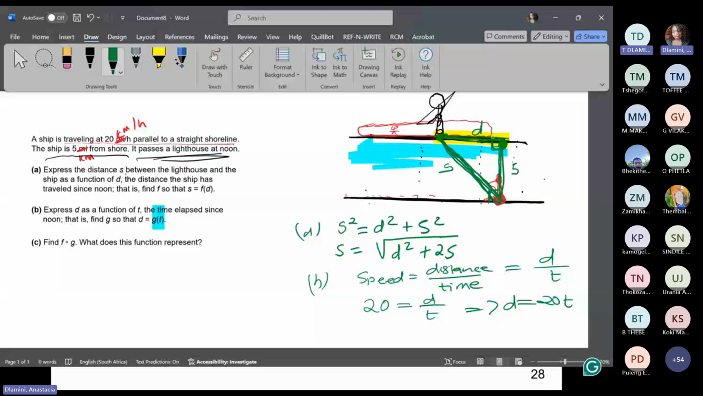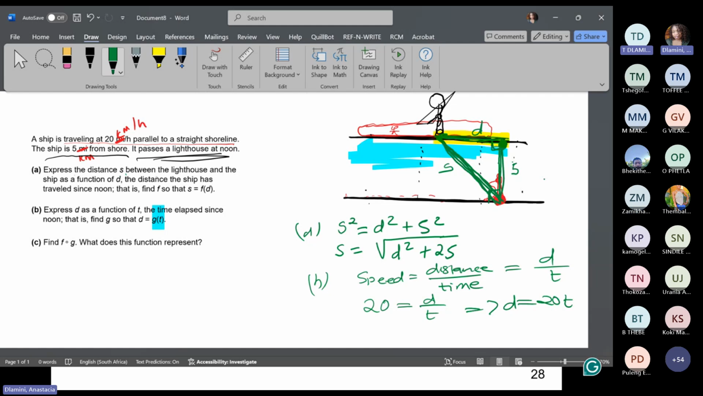Do you see that we are answering according to the drawing? But ma'am, what does the noon stand for in this question? X. In this case, the noon is just telling you the time that the ship has passed the lighthouse. It's not saying anything. But they didn't tell us what time the ship started traveling.